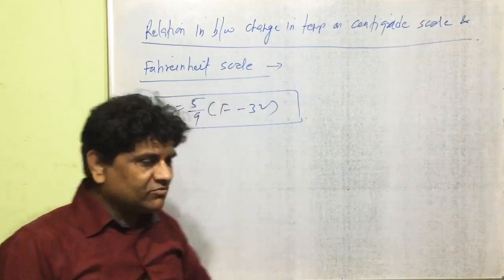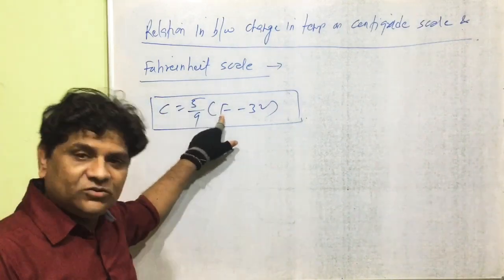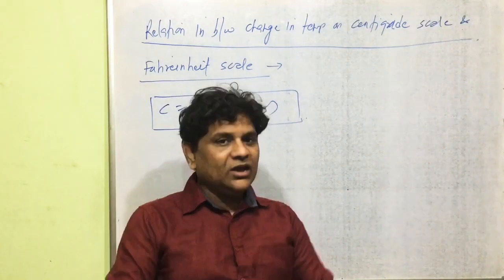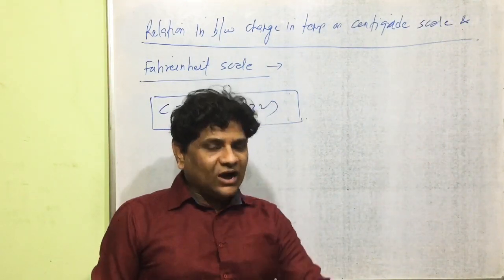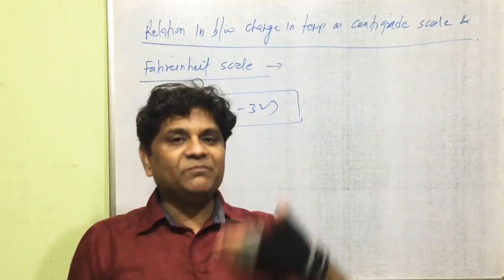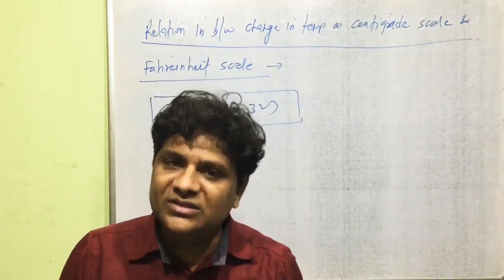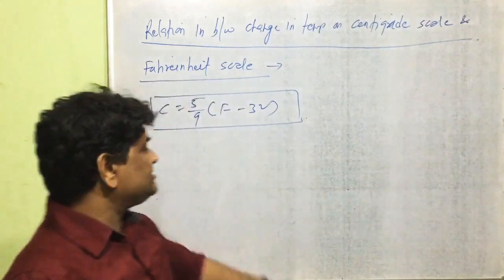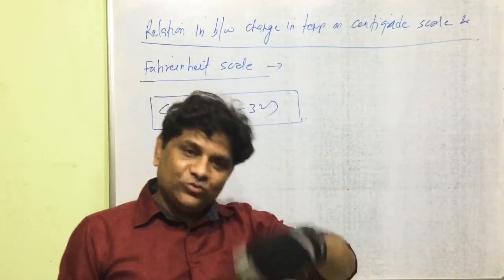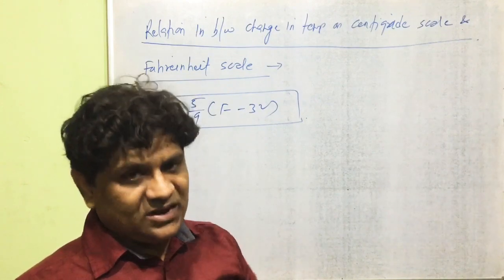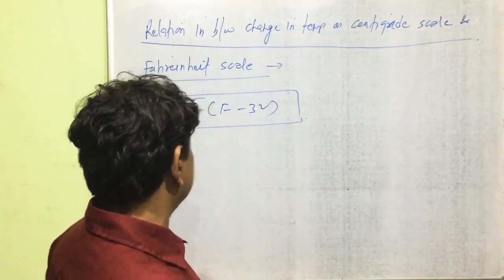What is the use of that relation? To convert the centigrade scale into the Fahrenheit scale, or the Fahrenheit scale into the centigrade scale. But our question is not that. How to convert one change in temperature into another change in temperature? Yes, this relation will be helpful to convert one change in temperature into another change in temperature. But how, we will discuss in class now.